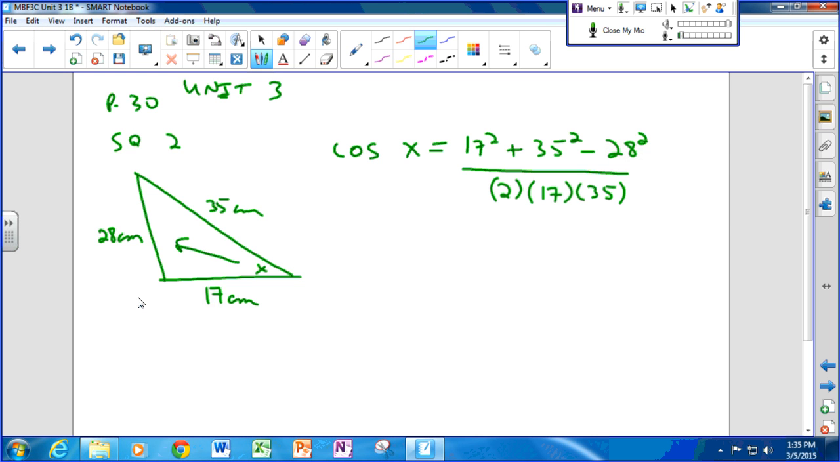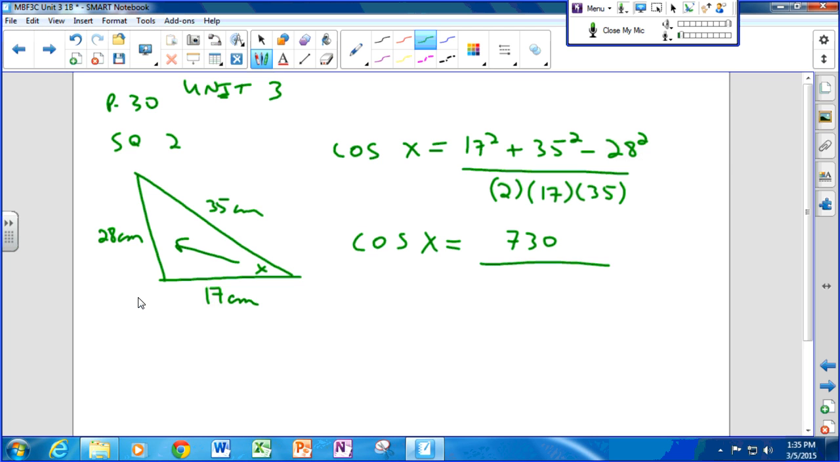Okay, so we'll try this. I'll just do the numerator and the denominator separately. So it's 17 squared, so it's basically the sum of the squares of the two sides that are not the side opposite the angle we're trying to find, minus the square of the side opposite the angle we're trying to find. If that makes sense. Okay, and so that's 730 up there.